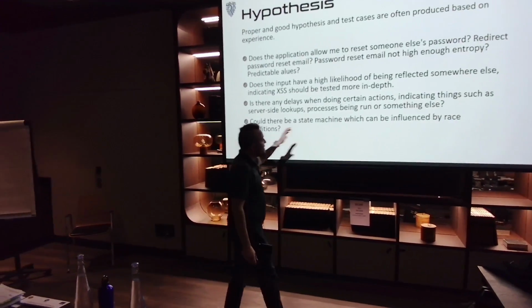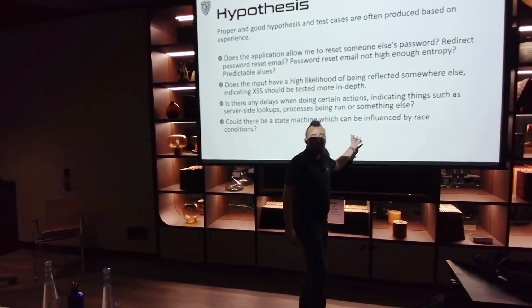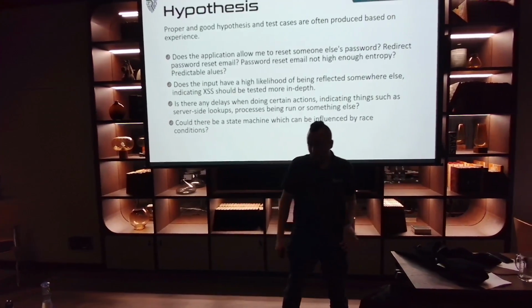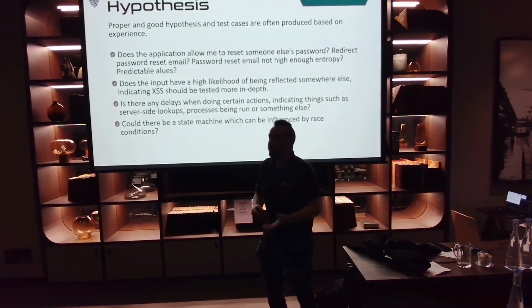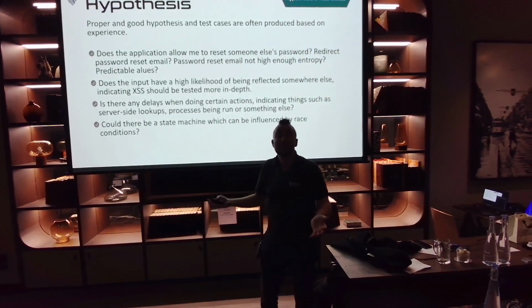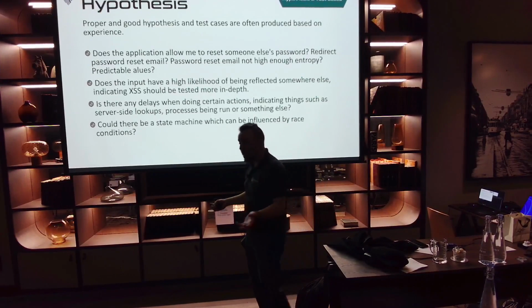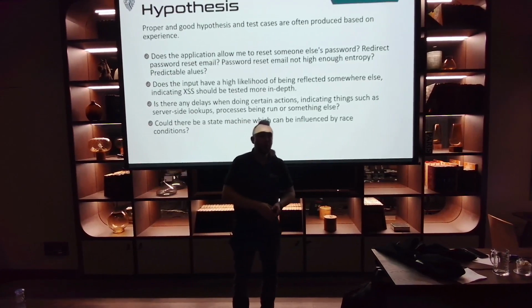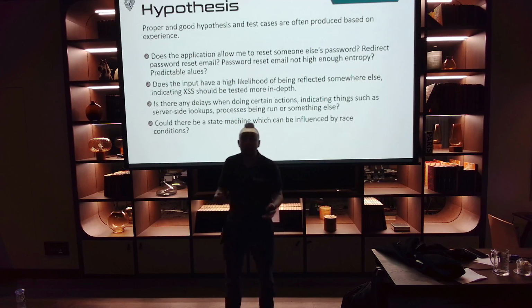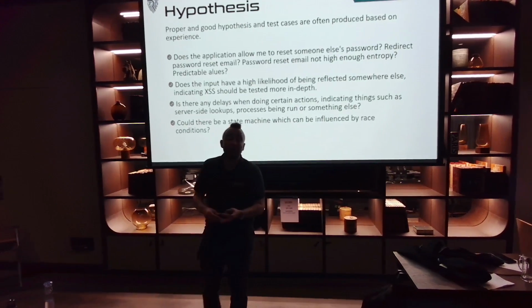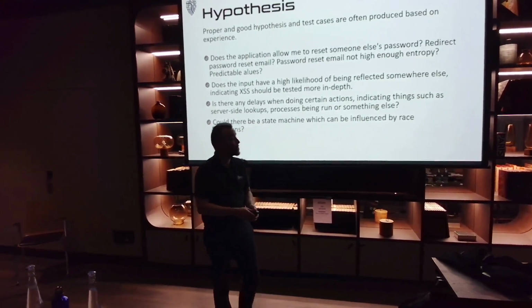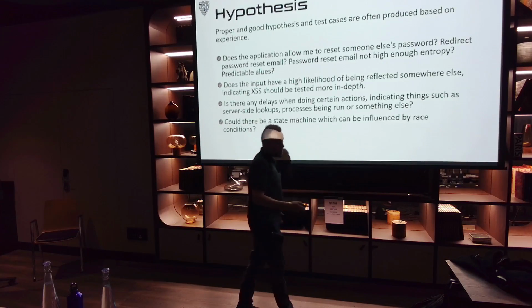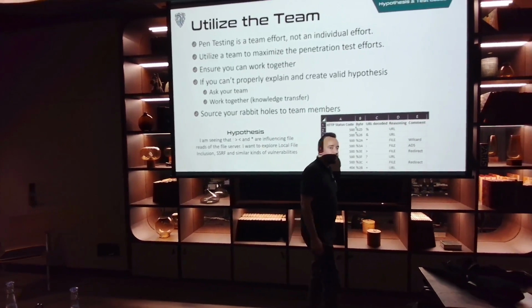Maybe there is a state machine within the application, which most applications do have state. Could we influence the state somehow with race conditions? James Kettle, again, has just recently, at Black Hat, or was it DEF CON, announced some really awesome research in terms of race conditions. They have updated Burp Suite to enable better and quicker testing of race conditions and so on. So that is just some examples of things we should test.